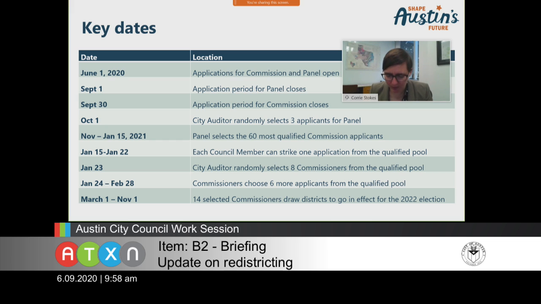And then one thing to point out specifically to this group: in the charter, there are specific provisions that allow each council member to strike one of the applicants in the qualified pool. So from the 60, each council member can strike one. Last time around, nobody exercised the strike, but I wanted to make sure y'all were aware of that provision. And then we randomly choose from the remaining applicants, whether that's 60 or 49 or something in between. We select 8 commissioners, and then as I mentioned, they choose 6 more, and then they go forth and do their work to basically have everything in line for an election in 2022.